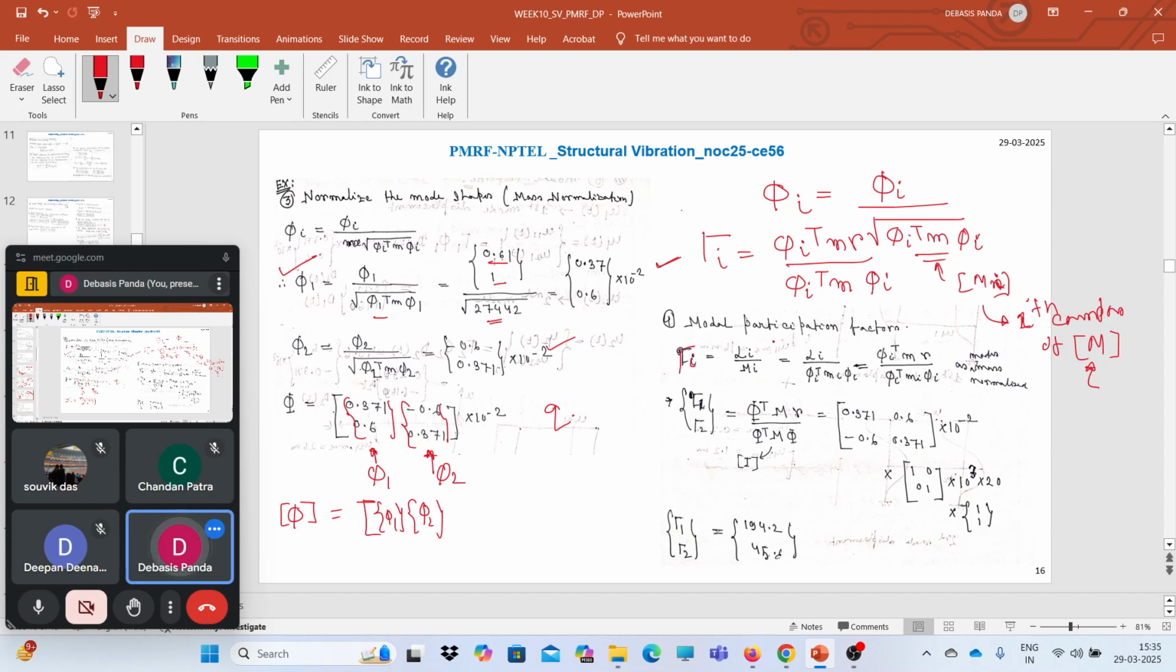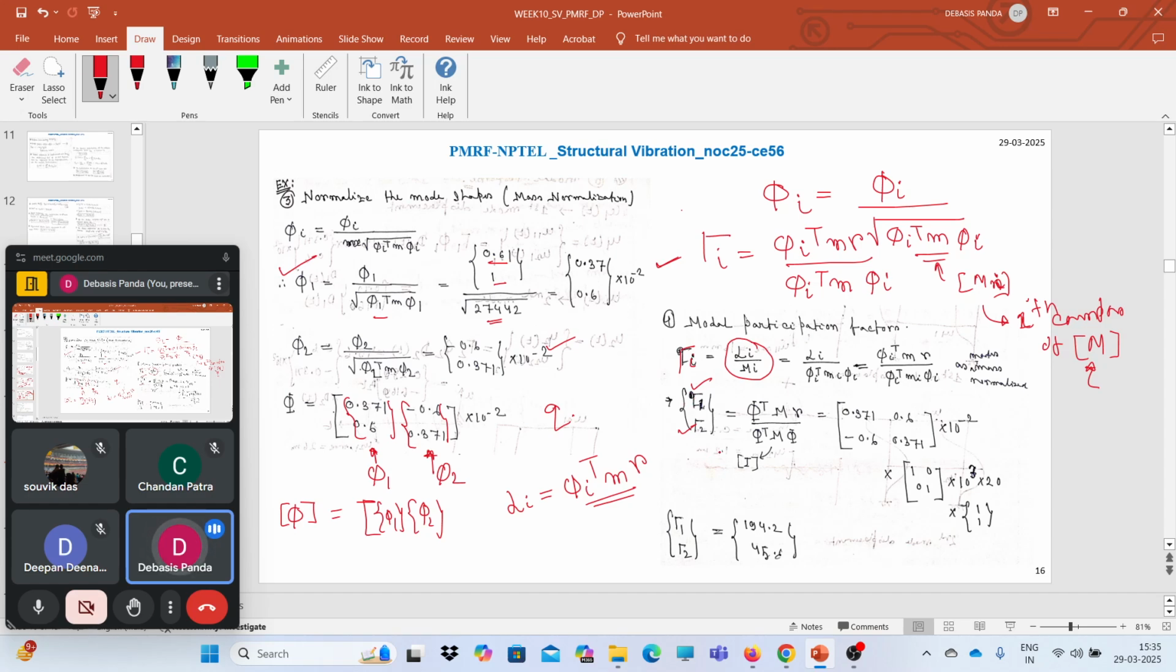The participation factor is nothing but Li by Mi. Now what is that Li quantity? That is actually the modal mass. Li is nothing but phi i transpose m into r. Okay. Now once we have all the information, we can easily calculate the participation factors, that means the modal participation corresponding to the two modes.